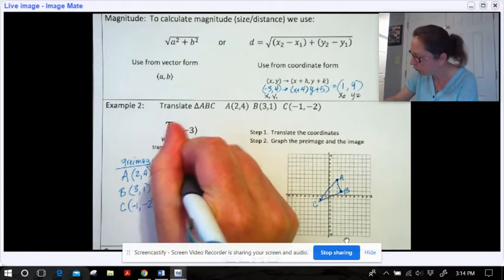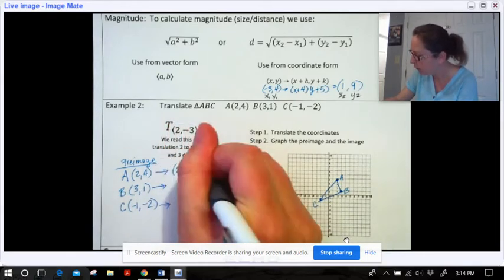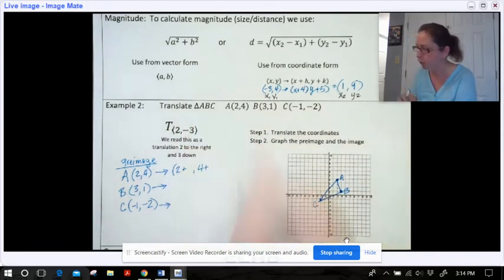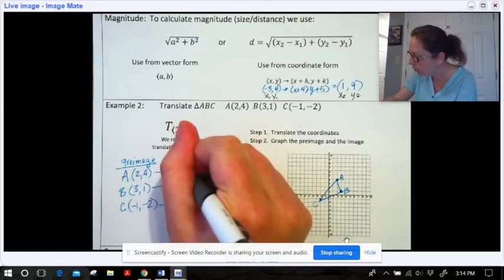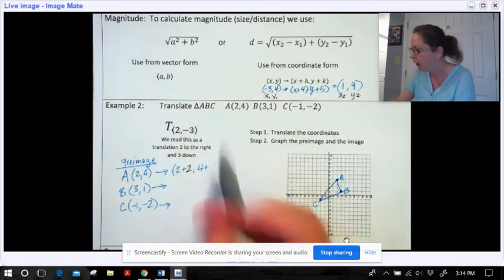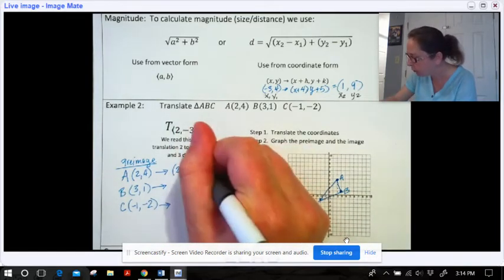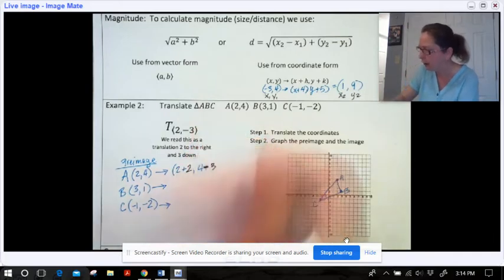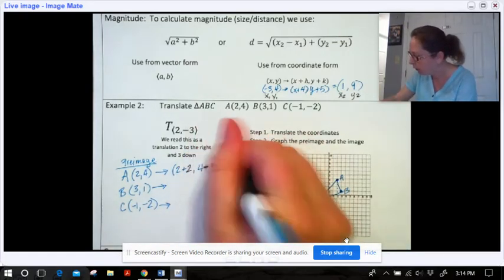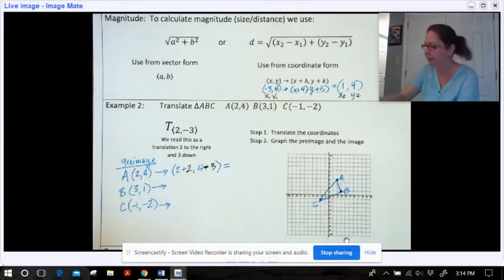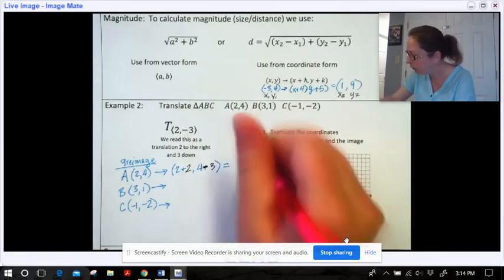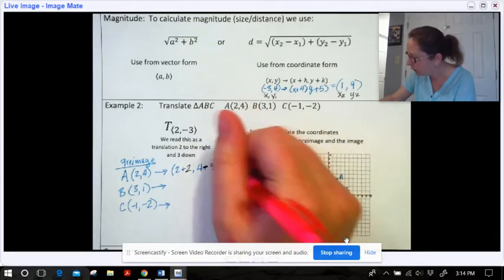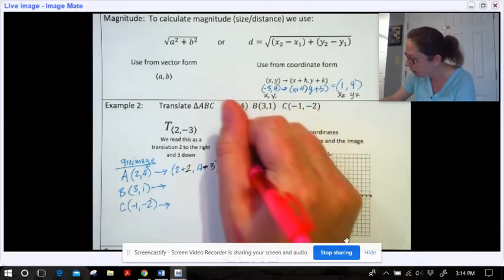So I will have 2 plus, and 4 plus. Those are my original x and y values. So the x, or horizontal shift, is a +2, so I will add 2. And then my vertical shift is -3. Whoops, so I need to change this to -3. And then I'm going to simplify and see what this equals. So 2 plus 2 is 4. 4 minus 3 is 1. This is going to be A prime, which is my image.